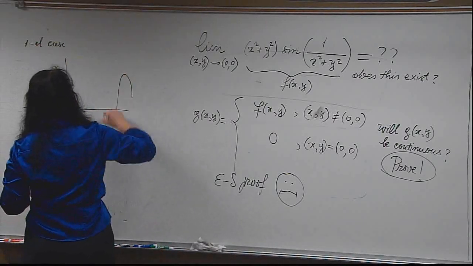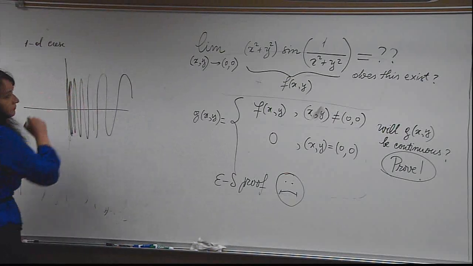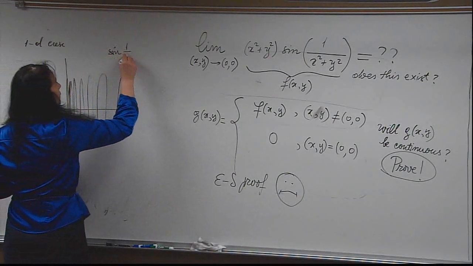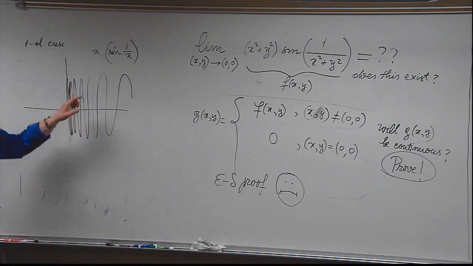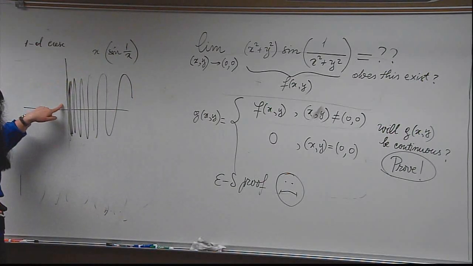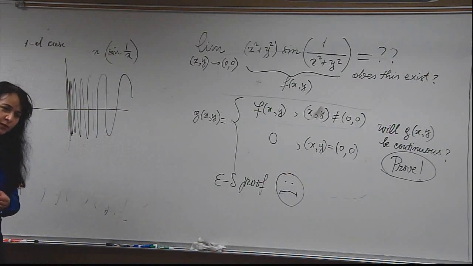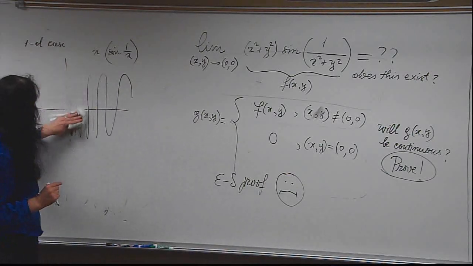So what you have here is this kind of very, very rapid oscillation for sine of 1 over x. When we want to multiply by an x, what's going to happen? Well, this has no limit at 0 because it takes all the values infinitesimally close to 0. It keeps going through all the values between -1 and 1, closer and closer. So that was no good.